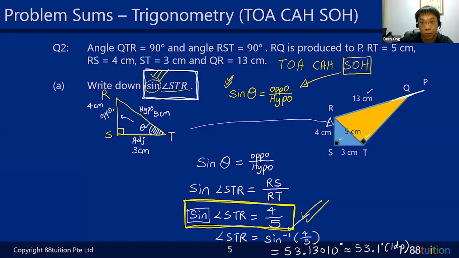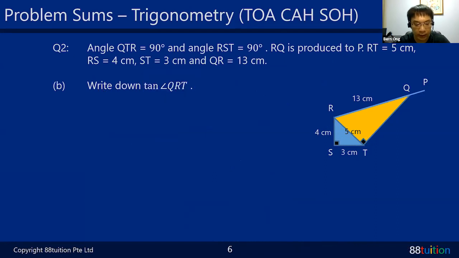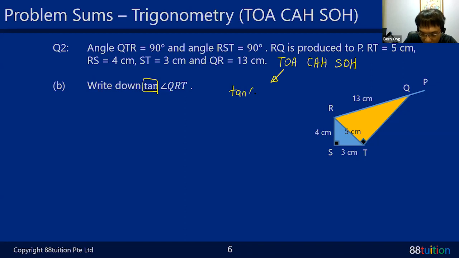This is using TOA CAH SOH already. You're supposed to find tangent QRT. Once again, when you see tangent, I will spell out TOA CAH SOH. As you can see, the way I do things is very systematic. Tangent means you have to look at TOA. What is the hidden formula for TOA? Tangent theta is equal to O represents opposite, A represents adjacent. That is the general formula for TOA.